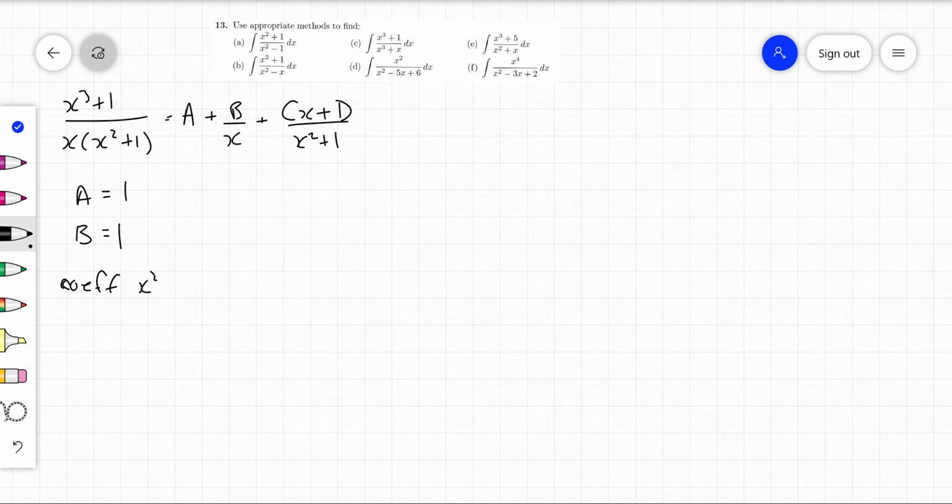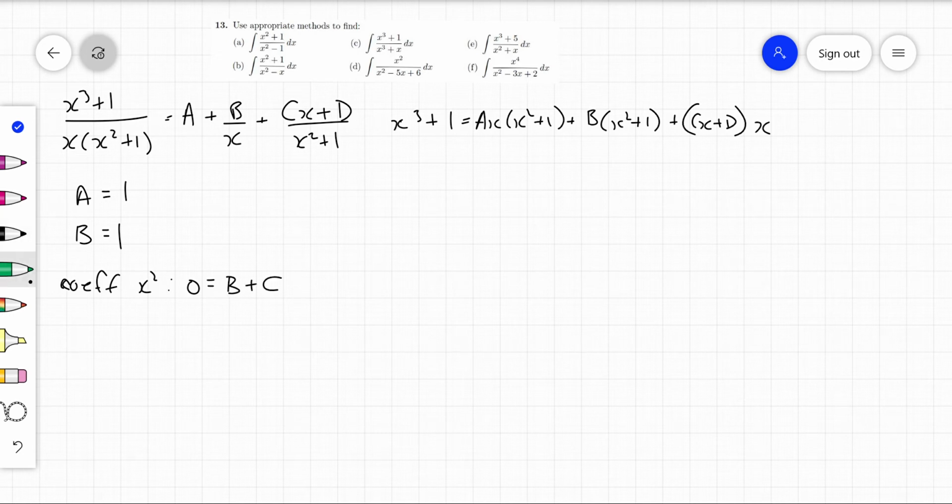Let's have a look at the coefficient of x squared. If you can't see it very well, it's always good to write it out and check it out. If you were writing it out, you would have to multiply the B by the x squared plus 1, and you've got Cx plus D, and you're multiplying that by the x. So for the coefficient of x squared, you would have 0 on the left, and on the right we would get a B and a C. So B plus C.